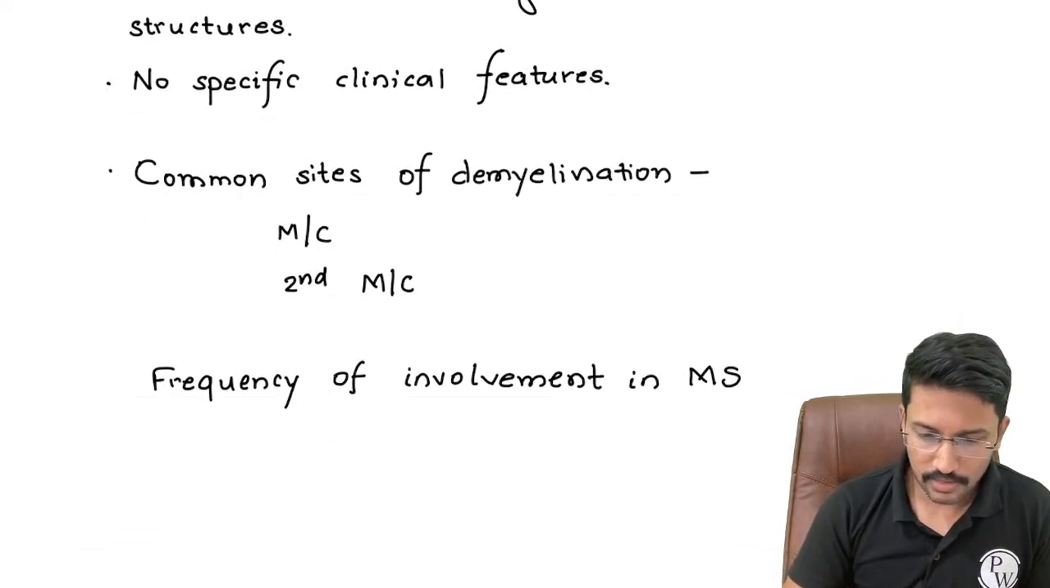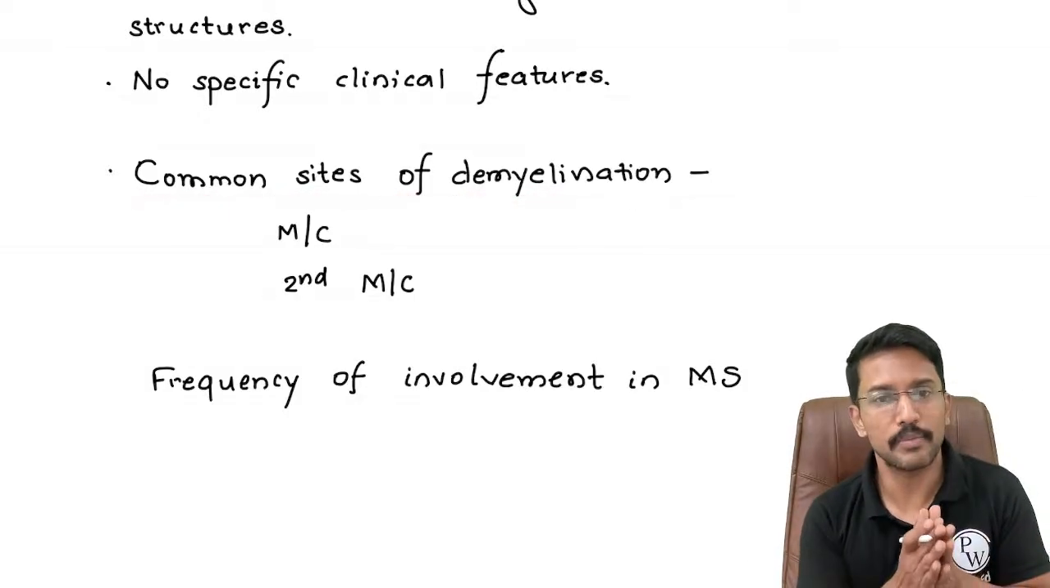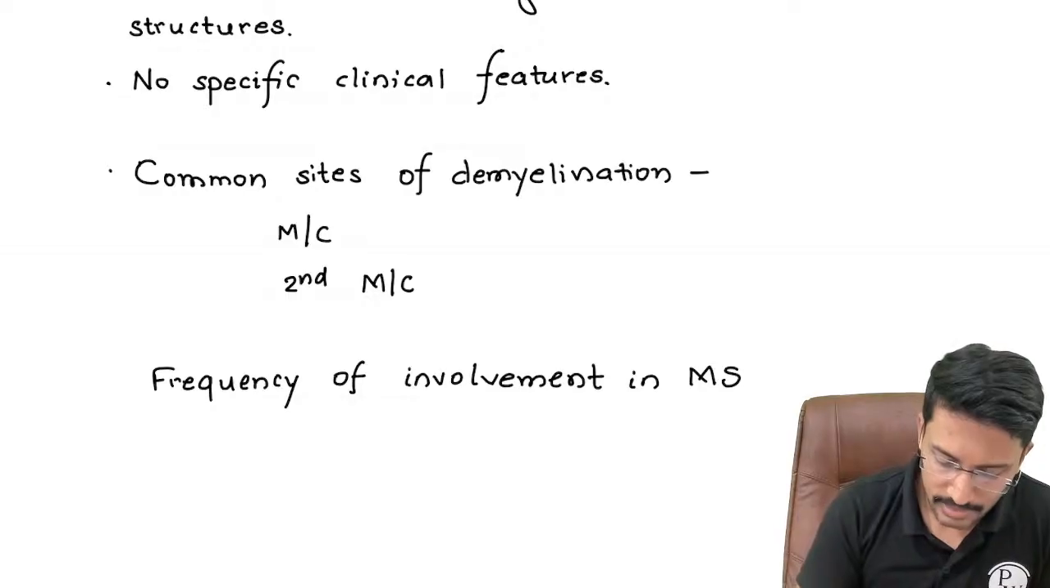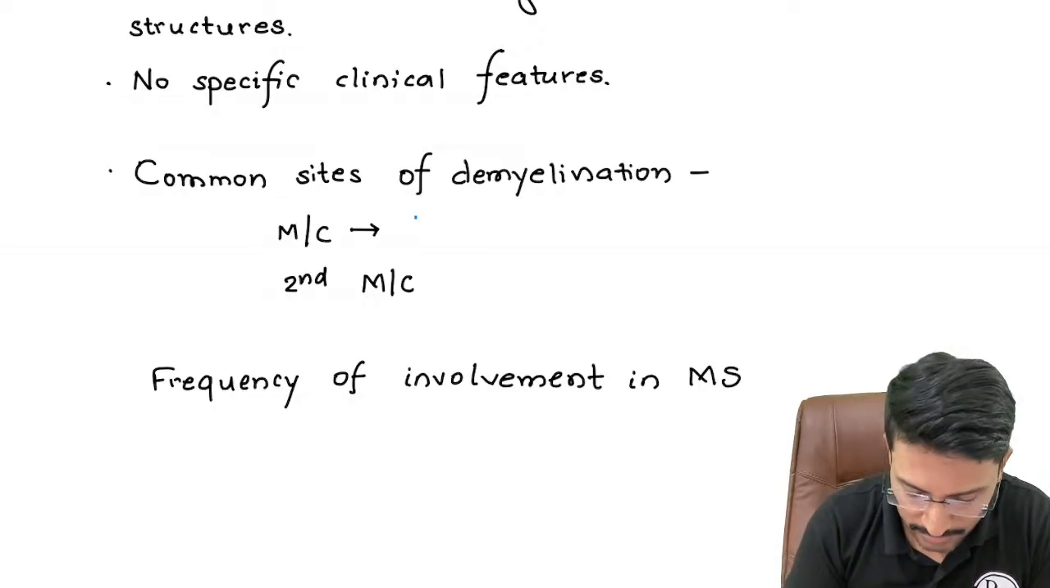For understanding when to suspect multiple sclerosis, we should know what are the common sites of demyelination. The most common site of demyelination that gets affected in multiple sclerosis is the spinal cord.